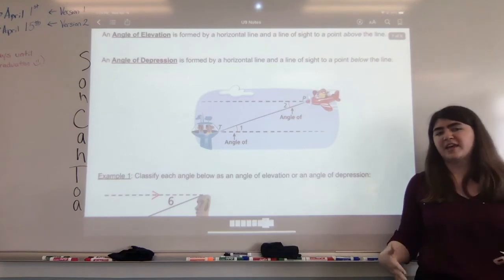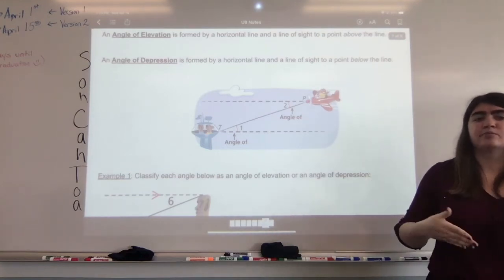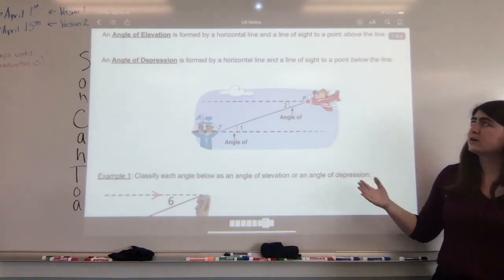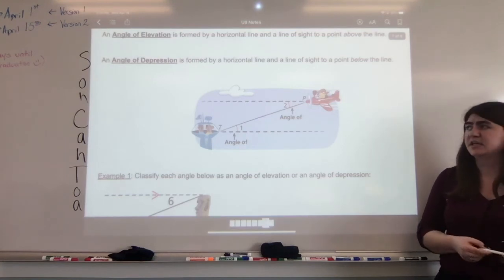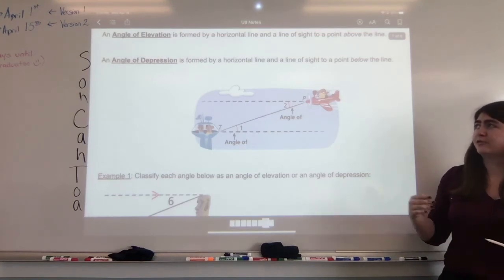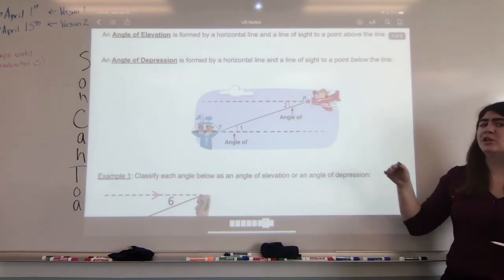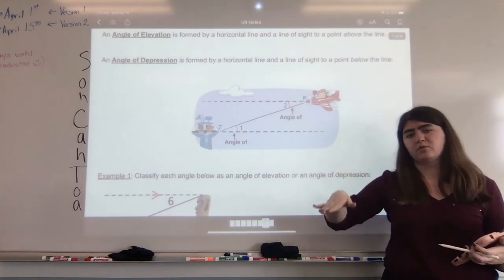Alright, so now that we've talked about how to solve for missing angles, we need to talk about some classification of angles. So we have angles of elevation and angles of depression. An angle of elevation is formed by a horizontal line and a line of sight to a point above the line. An angle of depression is formed by a horizontal line and a line of sight to a point below the line. So if you think about something being depressed, it usually means it's being squished down.